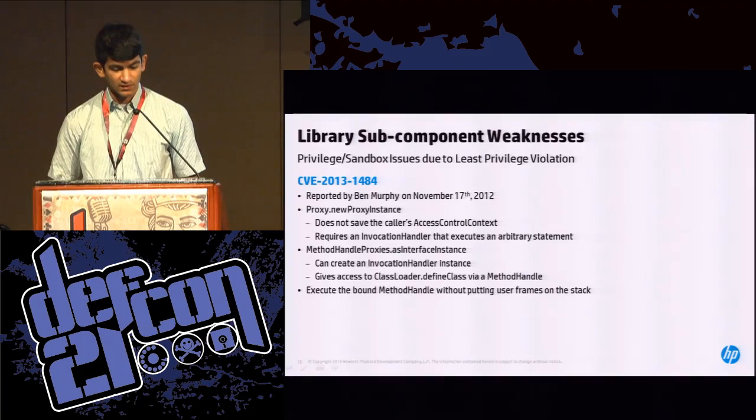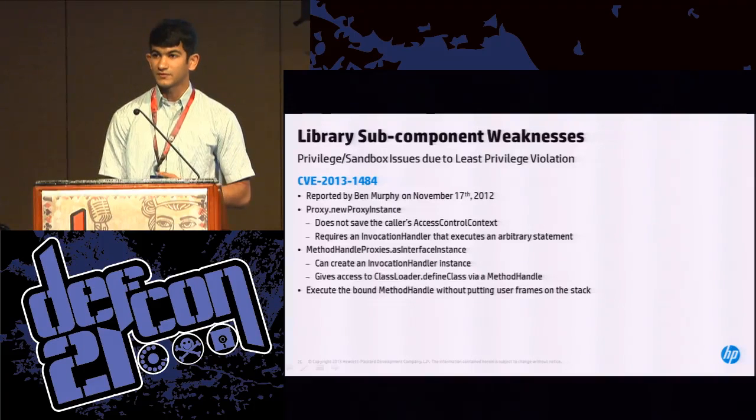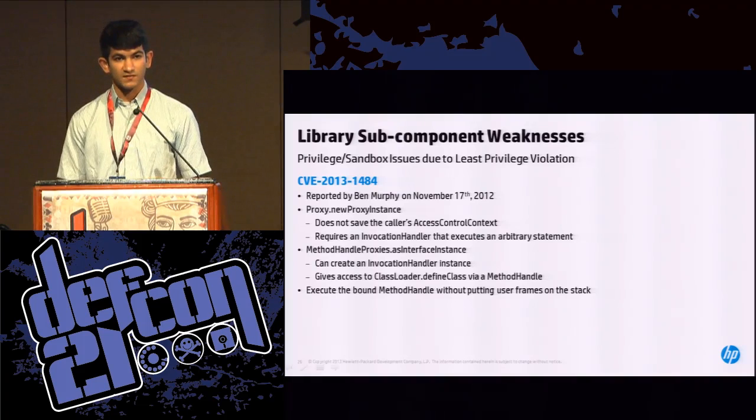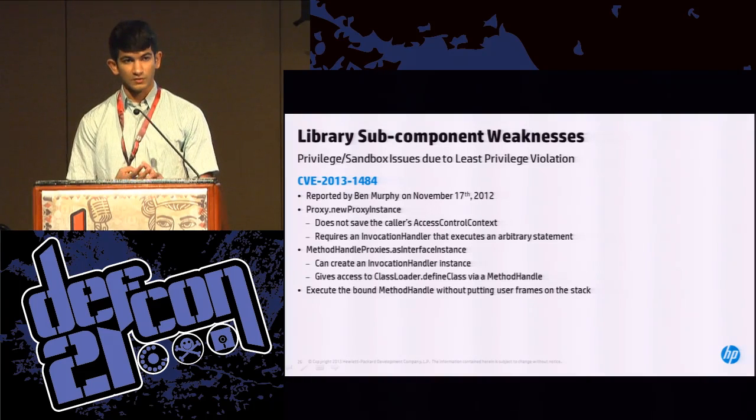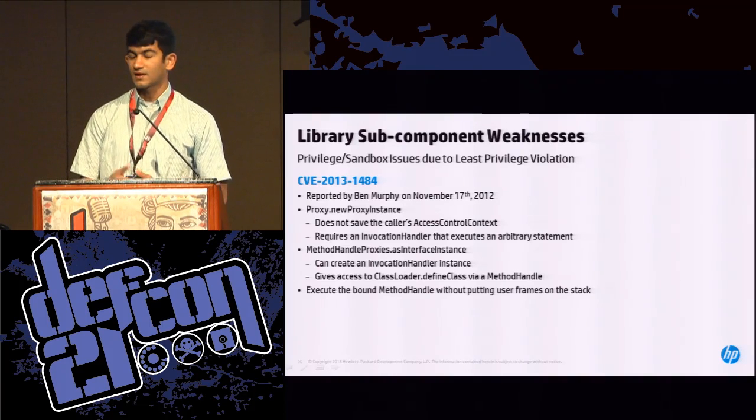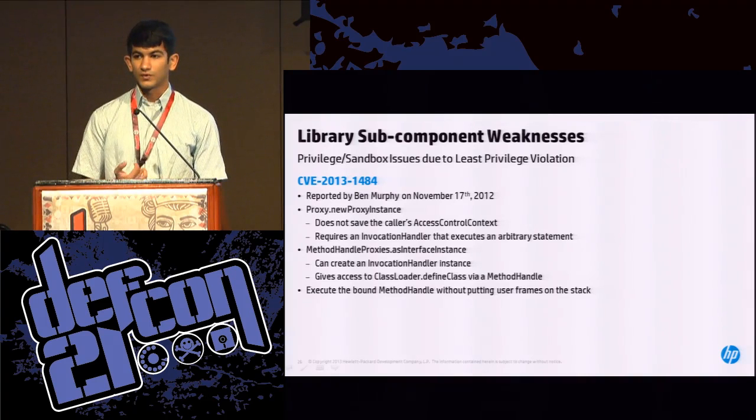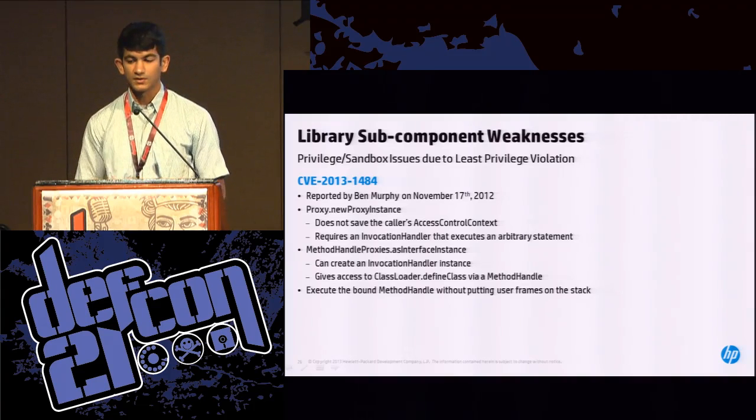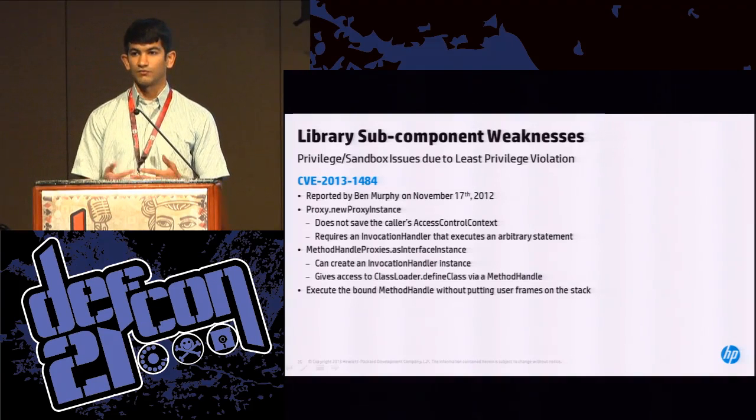The next weakness is also in the library subcomponent, and it is a privilege and sandbox issue due to least privilege violation. Least privilege violation exists because of the AccessController's doPrivileged blocks. The doPrivileged block takes 2 arguments, the first of which is a class that can be anonymous or otherwise that exposes a run method. This run method will get run at a different context than you're currently within. The second optional argument is an AccessControlContext, and that's basically a saved state of the security context that you're running within.